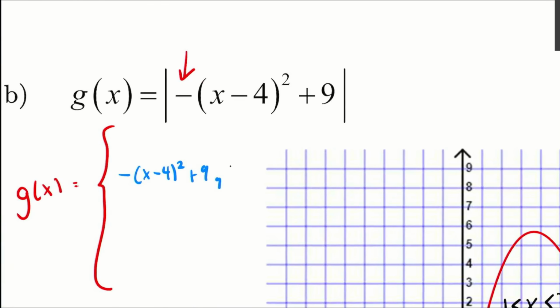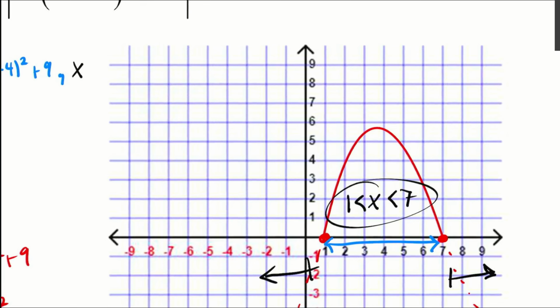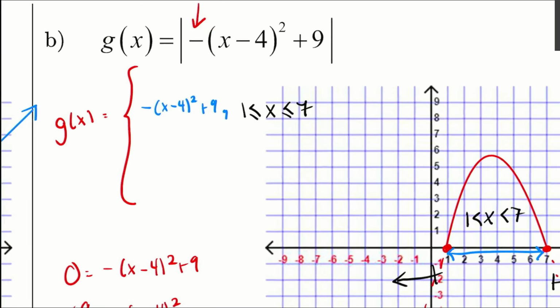So let's use greater than or equal to. We'll have this domain here, but with or equal to signs at the end of it. So we'll have 1 is less than or equal to x, which is less than or equal to 7. And it's the or equals to sign because it's our original equation.